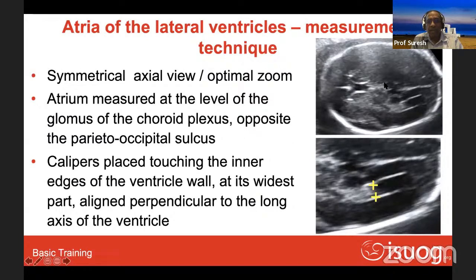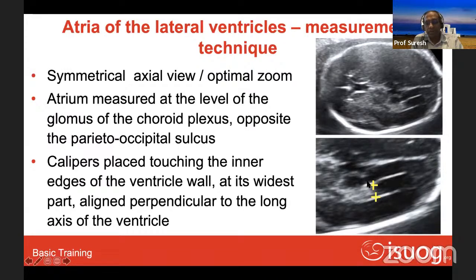You have a symmetrical axial view. You optimally zoom the image so that the skull occupies almost 3/4 of the screen. The atrium is measured at the level of the glomus of the choroid plexus. This is the area of the glomus of the choroid plexus, and it is just opposite the parieto-occipital sulcus. You can see the parieto-occipital sulcus there, and just opposite that, you place your caliper.